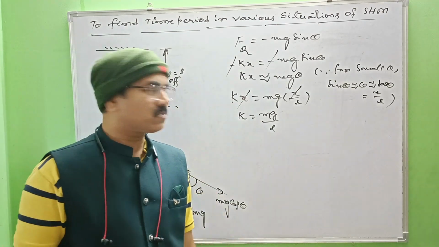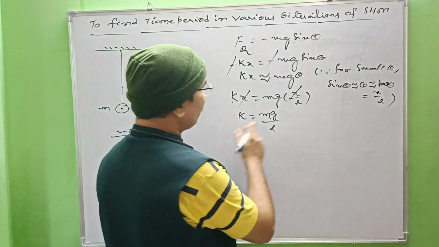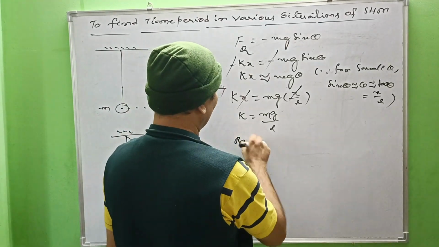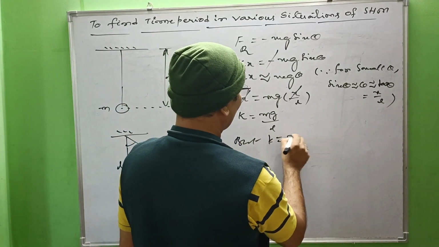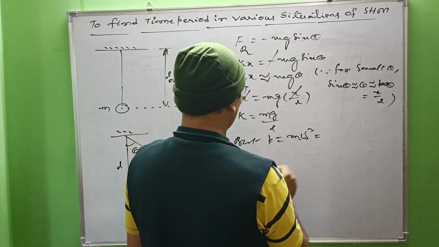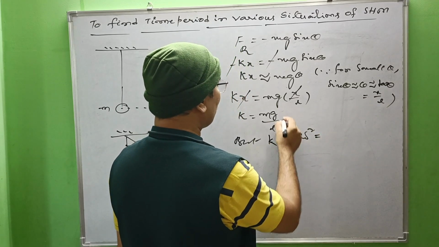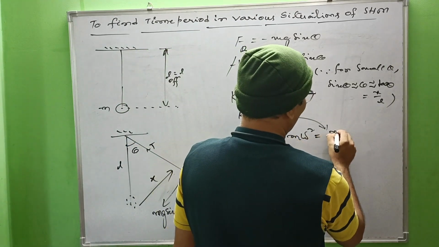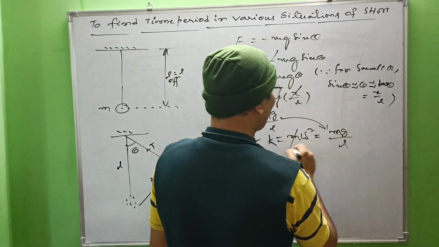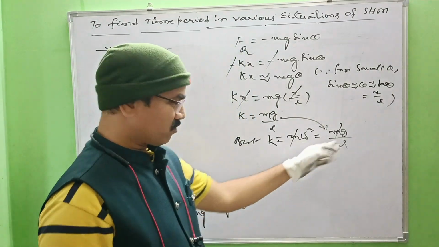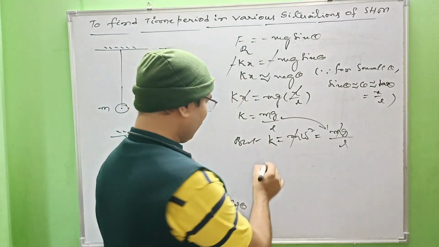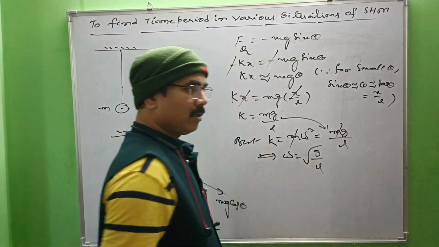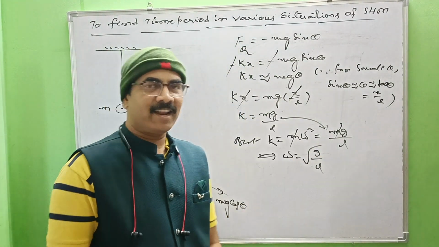Right? mg by l. Now what is the value of k in general? k equal to m omega square. Now compare k with that of m omega square. What is k here from this relation? mg by l. So m cancels, and we are left with omega square equal to g by l. This implies omega equal to root over g by l. So we have the value of angular frequency.